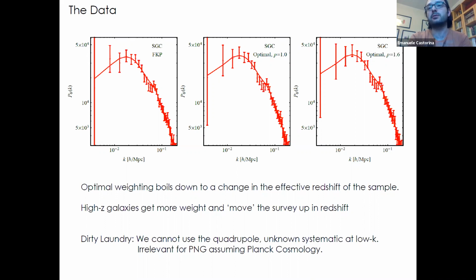But I can tell you that the quadrupole would like an FNL of order 100 in order to fit the data. And in fact, in some sense, it's good that this was not showing up as large in the monopole. But it was a huge problem in the quadrupole. It was a problem on large scales in the quadrupole. Yes. Yeah.